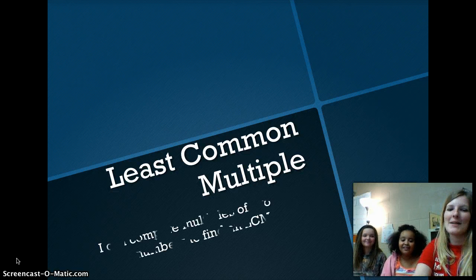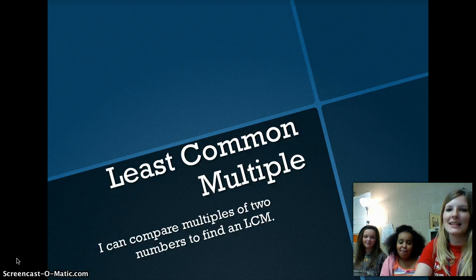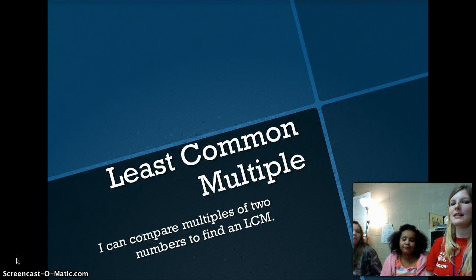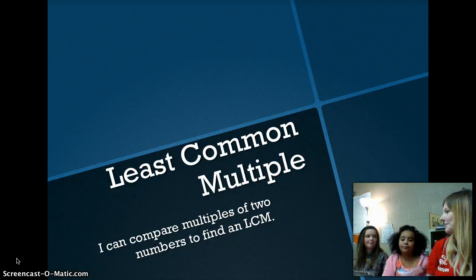Okay. Write down your I can statement. I can compare multiples of two numbers to find an LCM. And we're going to talk about LCM and how to find those things. Take a minute, write that down.